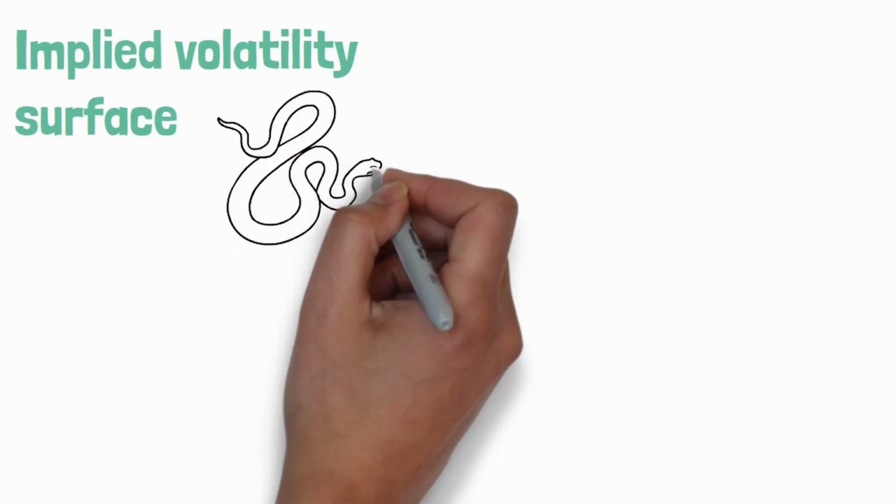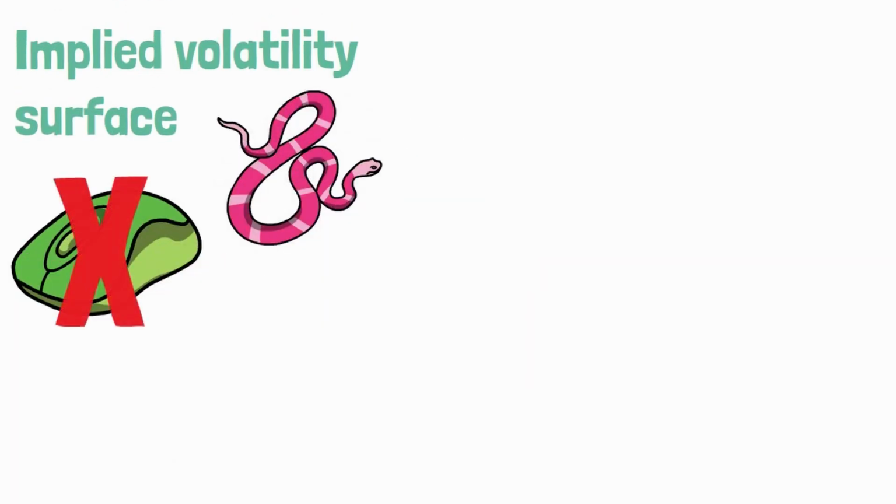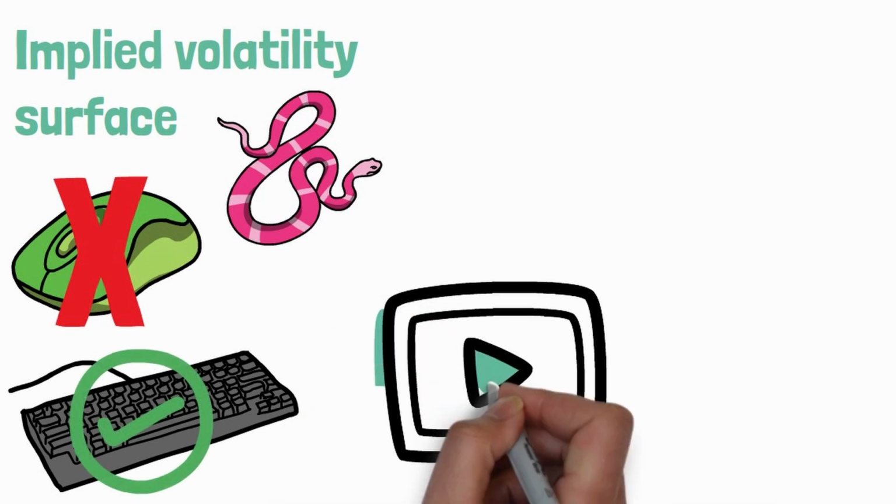This video teaches you how to calculate the implied volatility surface with Python code. I'll teach you how to do it with the keyboard.